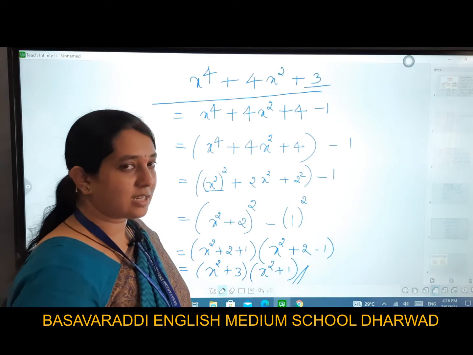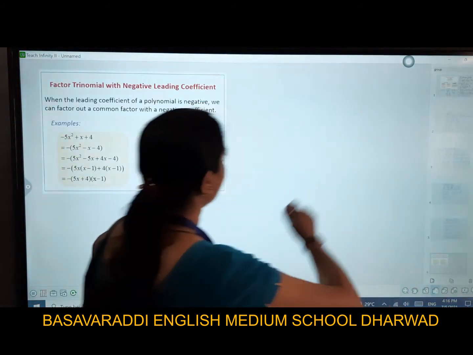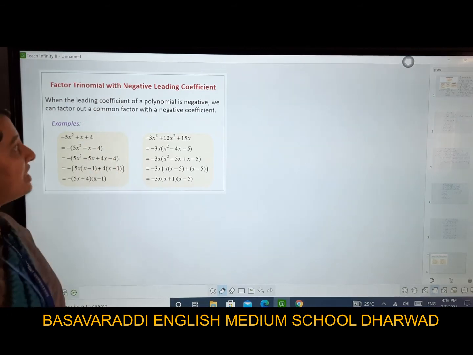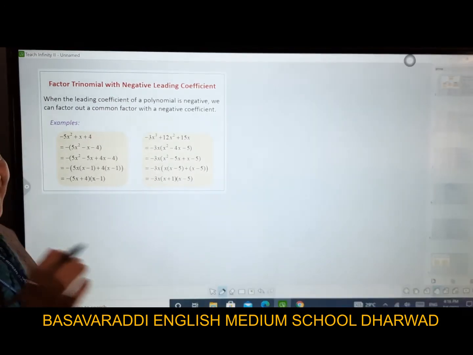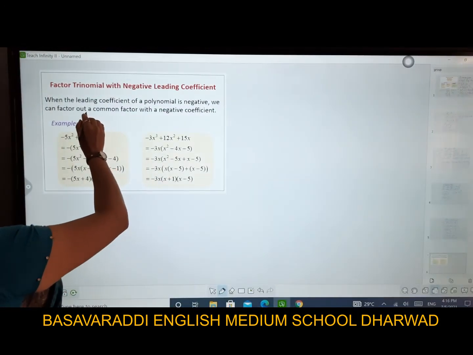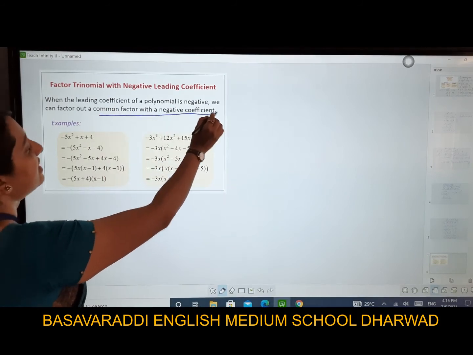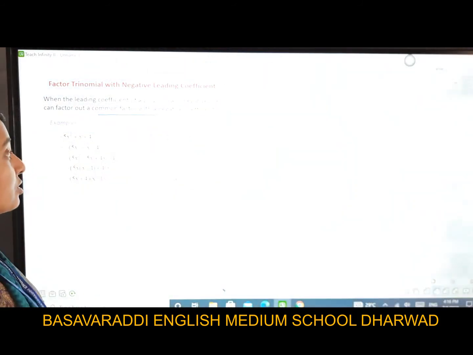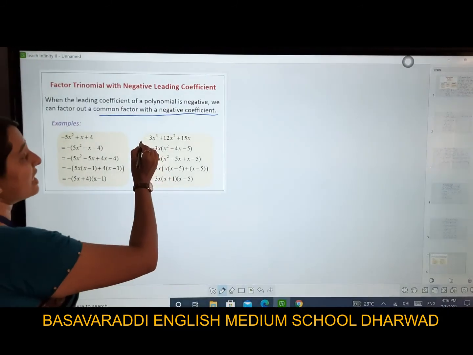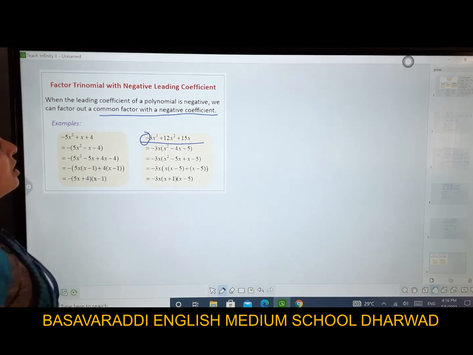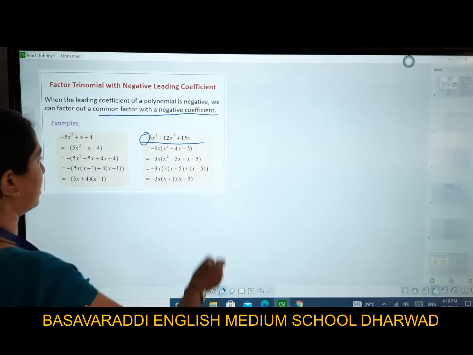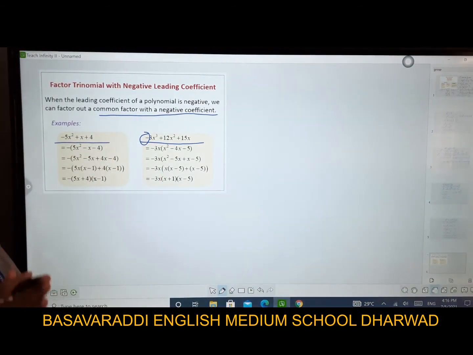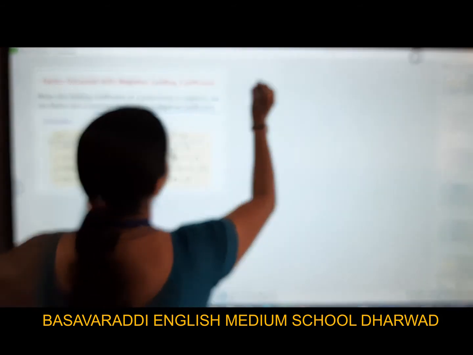So the last type that we are going to deal with here is factoring a trinomial with a negative leading coefficient. When the leading coefficient of a polynomial is negative, we can factor out a common factor with a negative coefficient. Yes, so sometimes in the given expression, we get the leading coefficient with a negative sign. So how to solve them? Let's do it here. They have taken the first example, minus 5x square plus x plus 4. Yes, I'll take the same one.